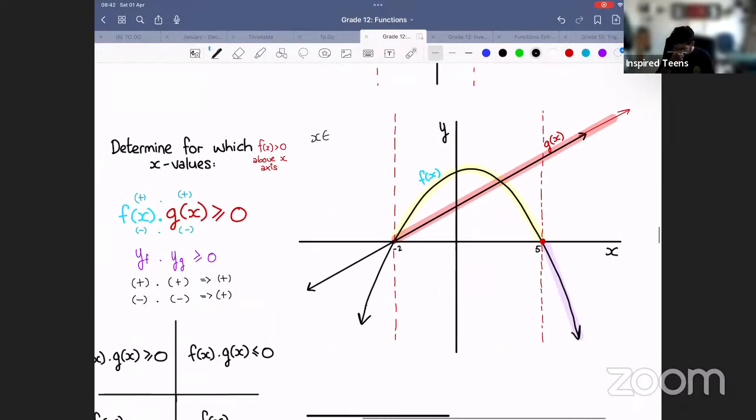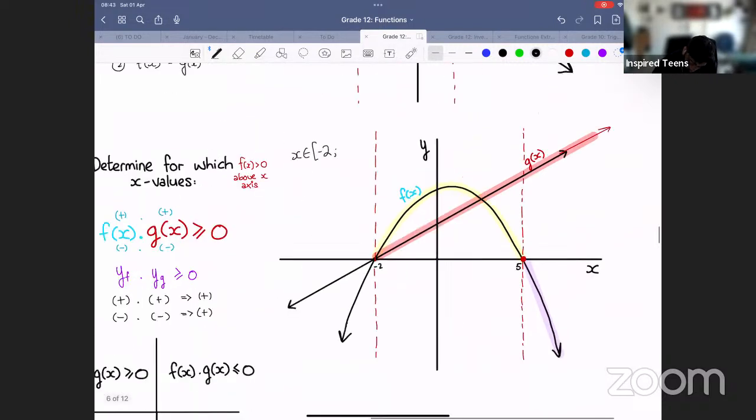Do I include or exclude? Include, correct, because the question includes, so include -2. Now, what's the most right value for the interval where both graphs are above? What's the most right value? Basically, the last point at which both graphs are above. 5. Do I include or exclude 5? Include as well. Very good.